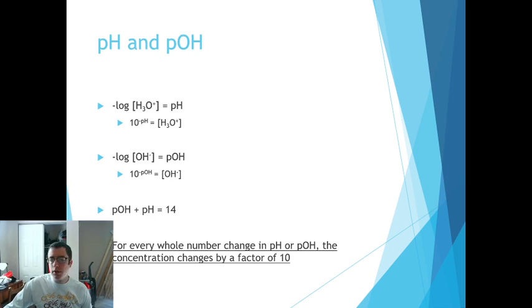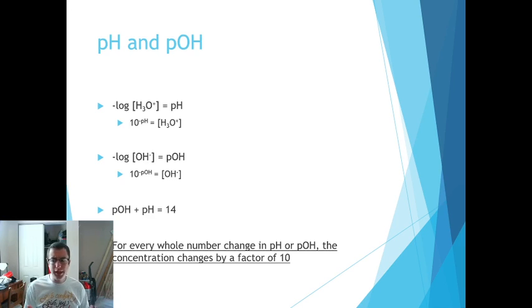That one is not given to you on the quiz or test, but it also should be really pretty simple to figure out. And then another important thing: for every whole number change in the pH or pOH, the concentration changes by a factor of 10. So anytime the pOH or pH either goes up or down, it's going to be 10 times either more or less of whatever that thing was.